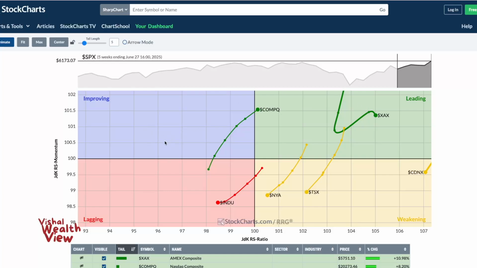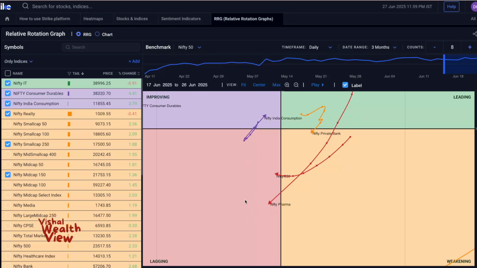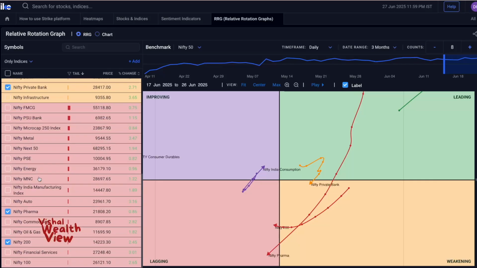So this is a natural, circular trajectory. Companies come into the leading quadrant, then they enter the weakening quadrant, then lagging, then improving, and the cycle starts once again. So let's take a look at some of the Indian sectors and in which direction they are going. We are going to take a look at Nifty IT, Nifty Consumer Durable, Nifty India Consumption, Nifty Realty, Small Cap 250, Mid Cap 150, Private Bank, Pharma, and 200.